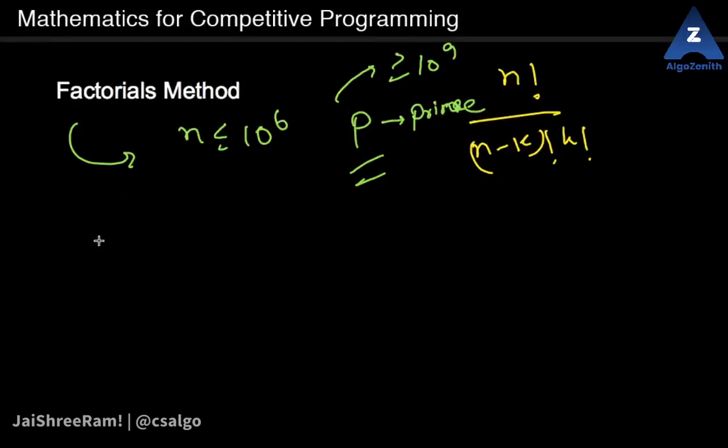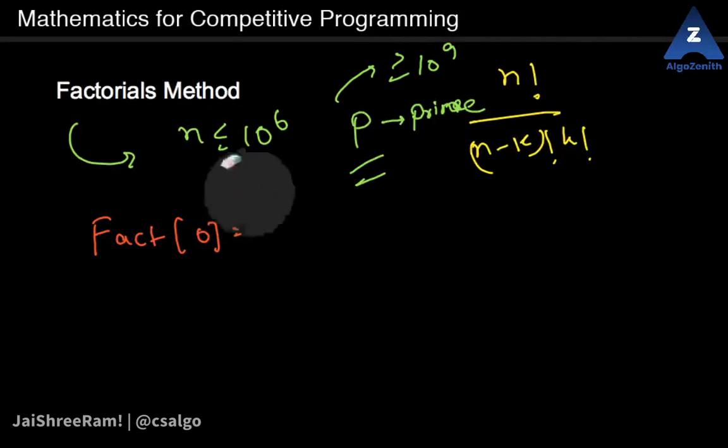So what we need to do is we need to calculate an array. We create an array with factorial in it. We initialize factorial of 0 equal to 1, because the number of ways to permute 0 objects is 1, right? That's how factorial is defined.